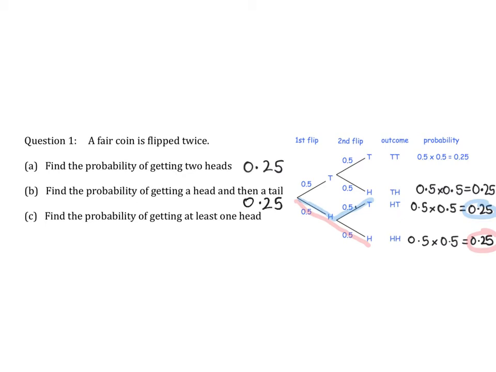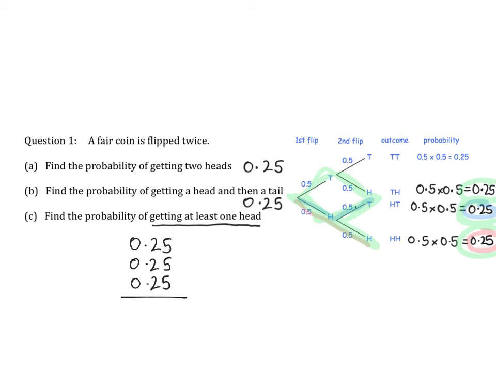But the next question says find the probability of getting at least one head. Well, that means I could have this pathway, because two heads is at least one head. I could have this second pathway because that's one head, and I could have this pathway. So it means I could have all three of these. And I haven't taught you yet, what do you do when there's more than one pathway that answers your question? Well, all you do then is you add them together.